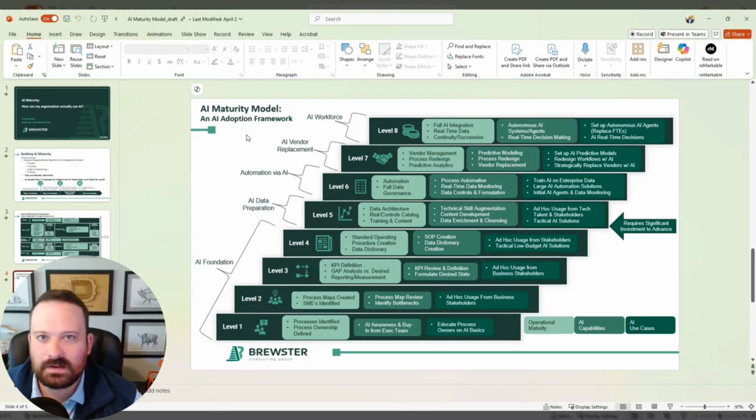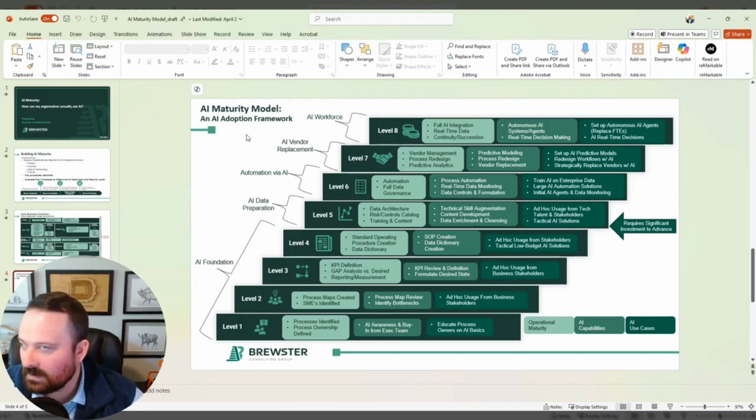Once you've made that investment and built the data preparation and architecture that supports what you want to do, the next phase, level 6, which we talked about last time, is automation via AI. You now have the knowledge bank, the structure, and the data to build automation on specific high value processes. That is a single workflow that is important, and you can automate all or almost all of it with AI tools. That's extremely valuable.